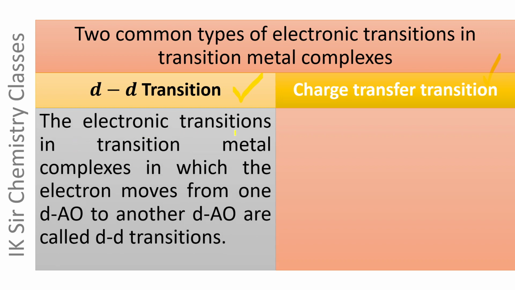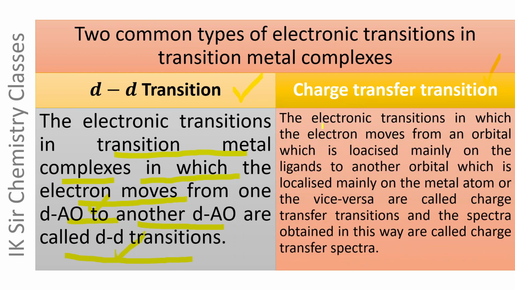The electronic transitions in transition metal complexes in which the electron moves from one d atomic orbital to another d atomic orbital are called d-d transitions.